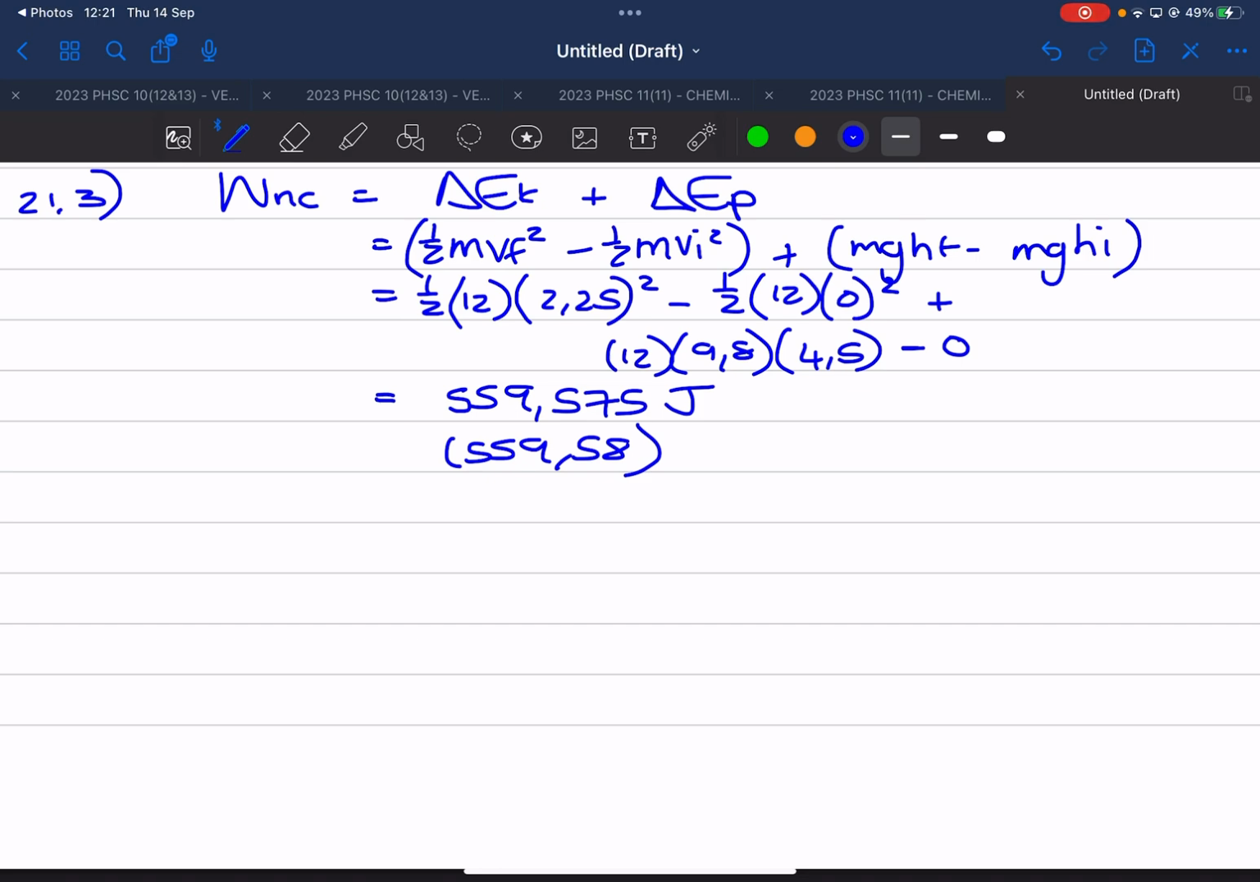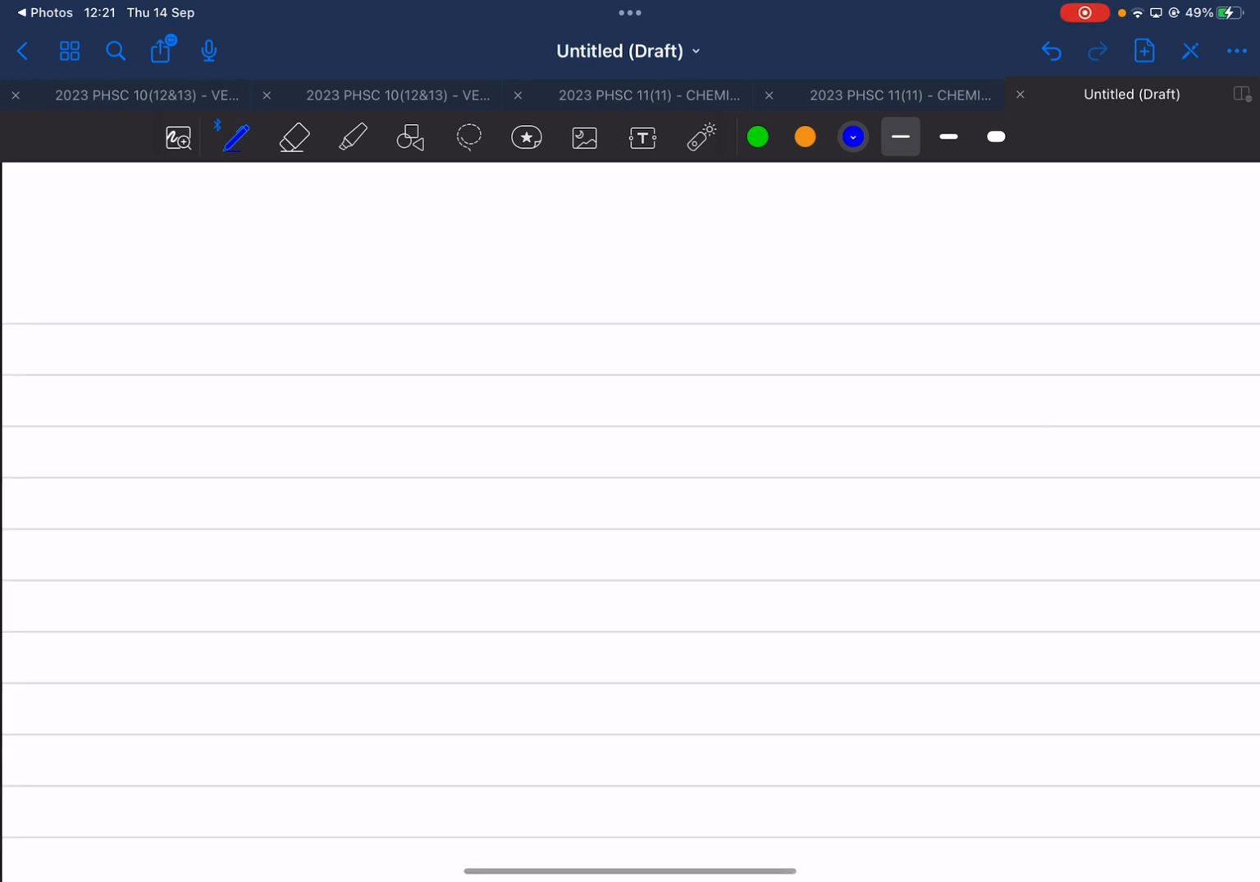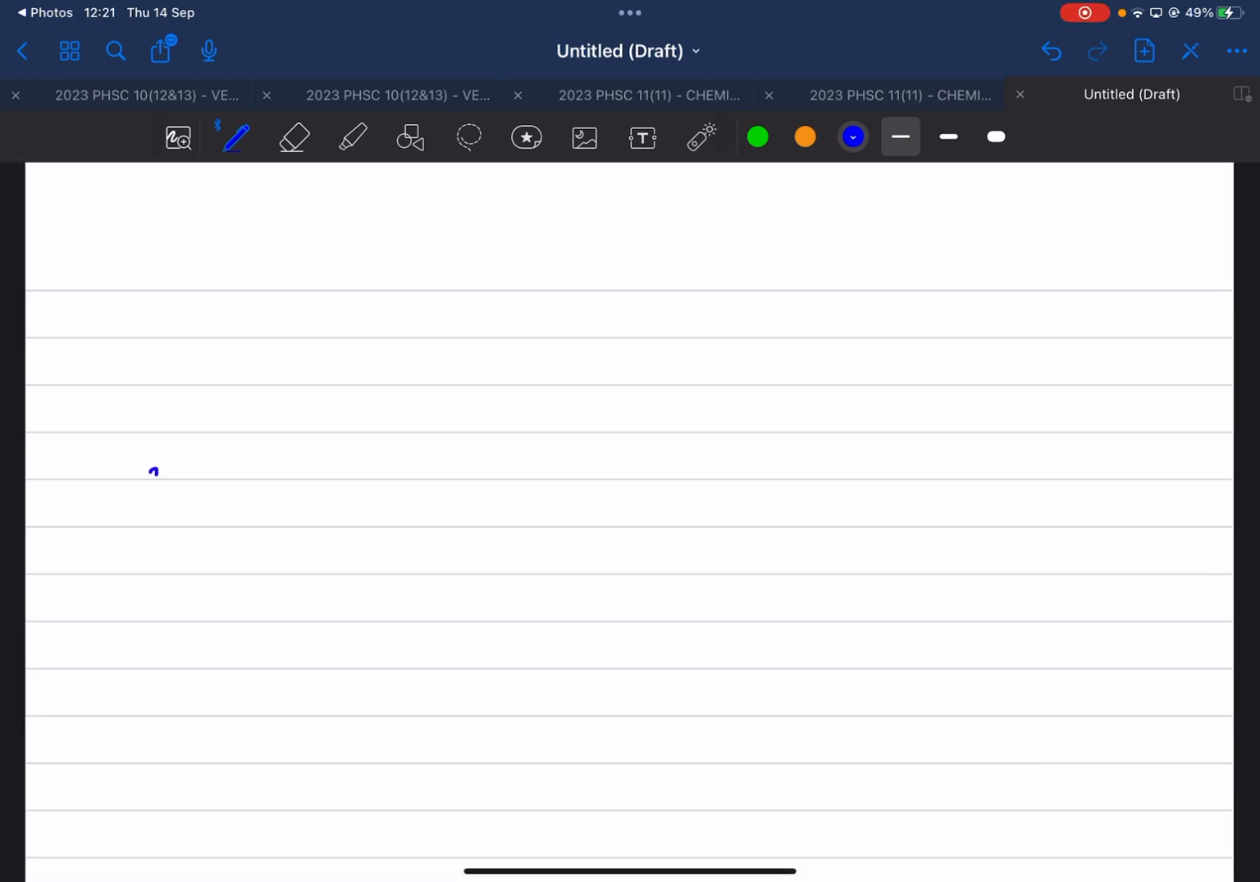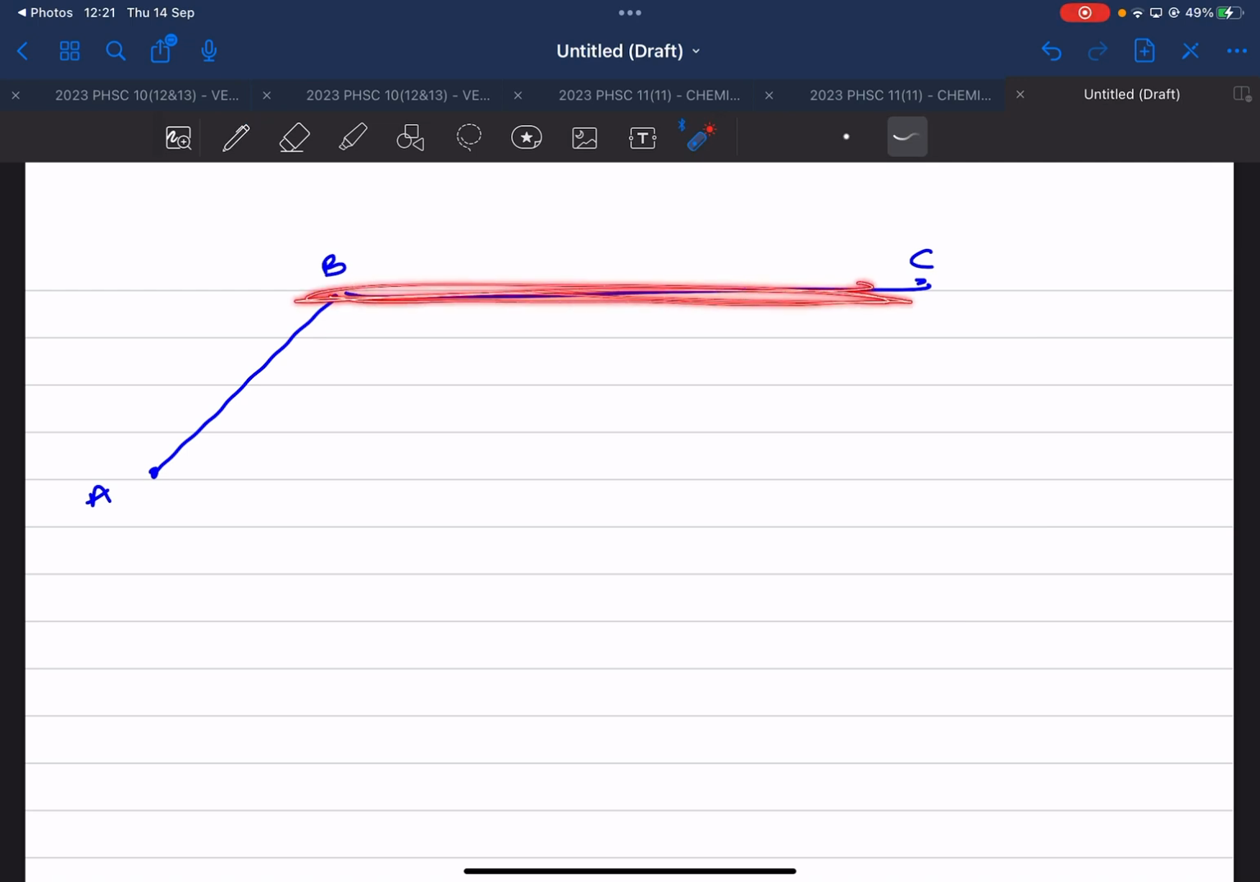Calculate the distance from A to B. Okay, nou hulle gee vir jou inligting. Ek gaan net om weer oordoen. Oepsie. A, B, C. They give you information here and here.